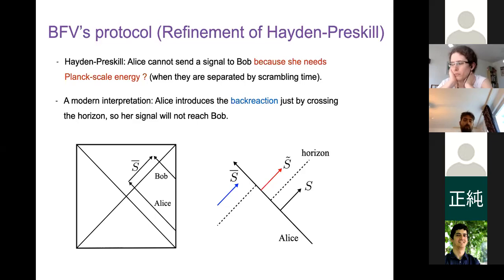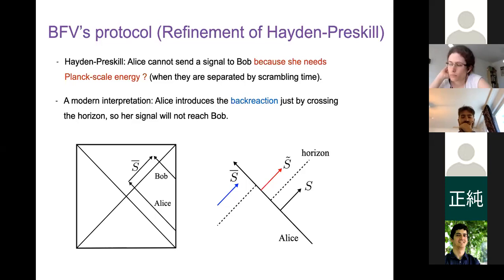So the point here is, while I have arrived at the same conclusion as Hayden and Preskill, there is a very subtle and important difference. The reason why Alice cannot communicate with Bob is because Alice has introduced significant back reaction to the geometry by simply falling into the black hole. Namely, this phenomenon occurs automatically regardless of whether Alice has attempted to send a signal or not. So I believe this is a more modern and refined version of the Hayden-Preskill observation. Anyway, going back to the original possible protocol for measuring the volume, I'm just arguing that it is not possible to measure a very long wormhole length.